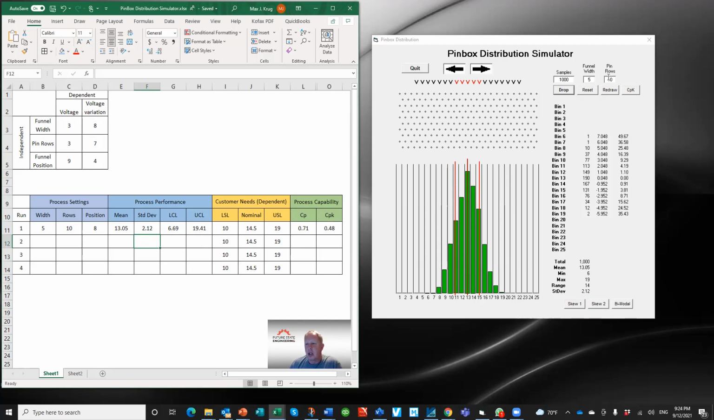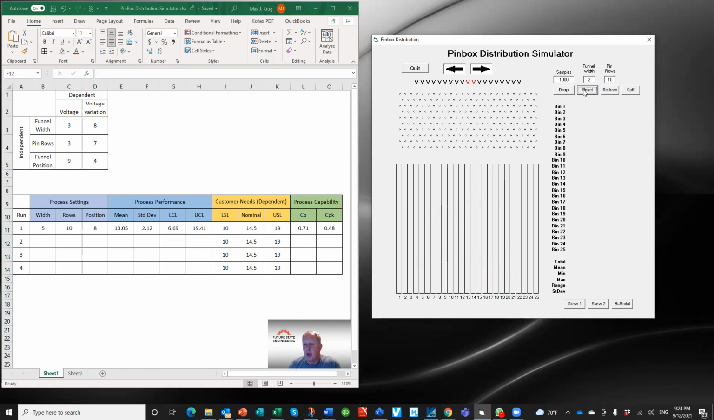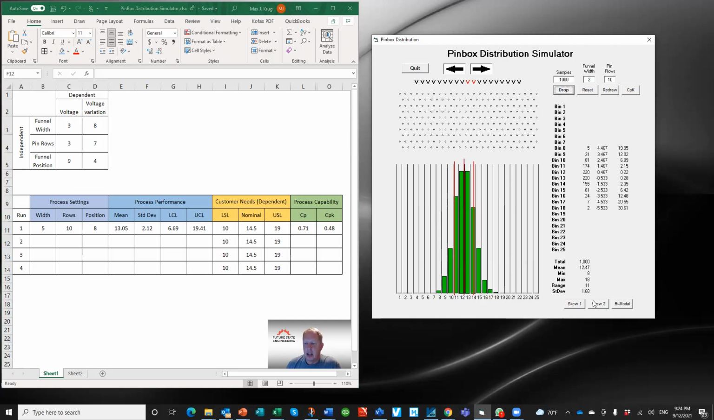So what I'm going to do is change my funnel width here. I'm going to reduce that down to a 2. I'm going to do a process improvement, get that down to a 2. Now I'm going to run it again, and I see my standard deviation has improved, so I know the variation has reduced. So now my funnel width is 2, my number of rows is still 10, my funnel position goes to 10, and my mean goes to 12.47, and my standard deviation goes to 1.68.